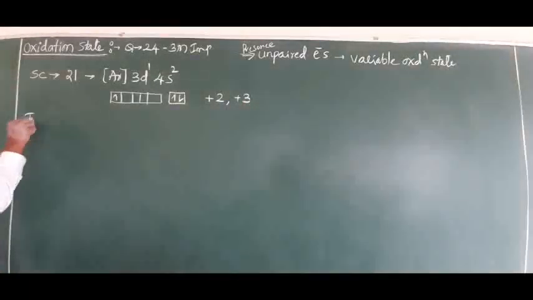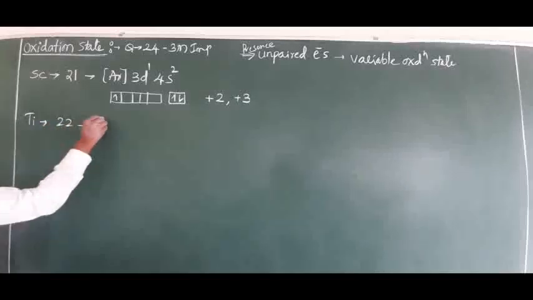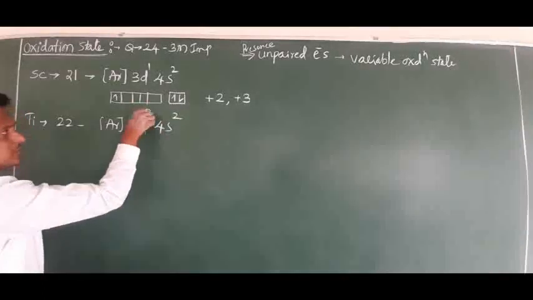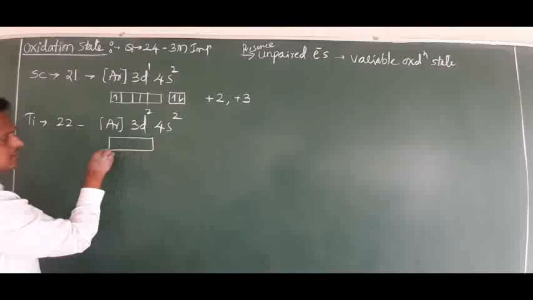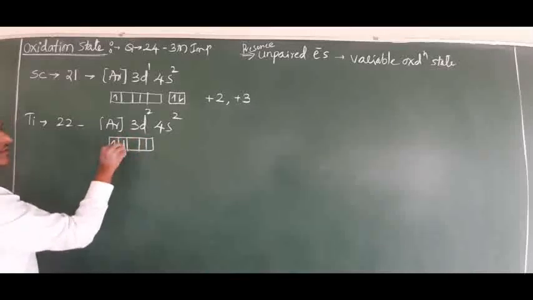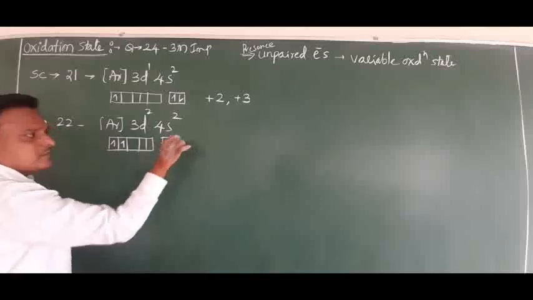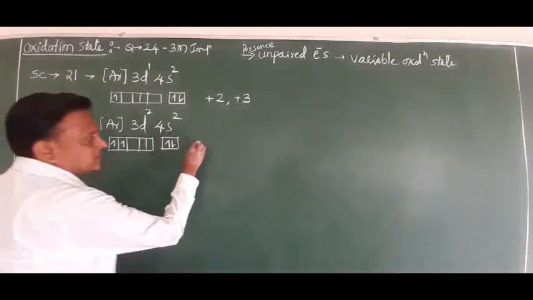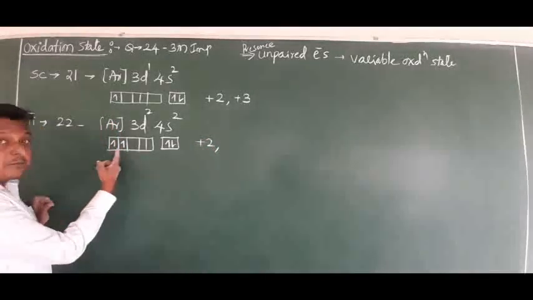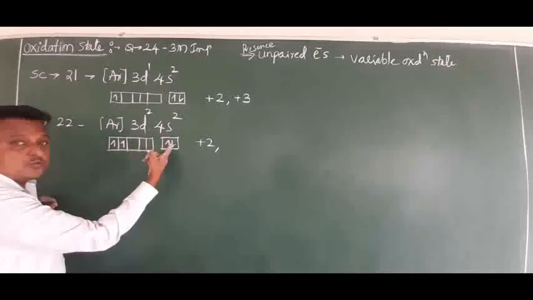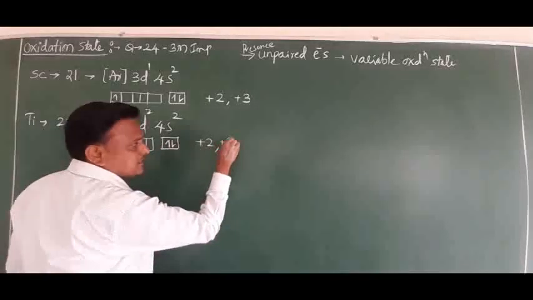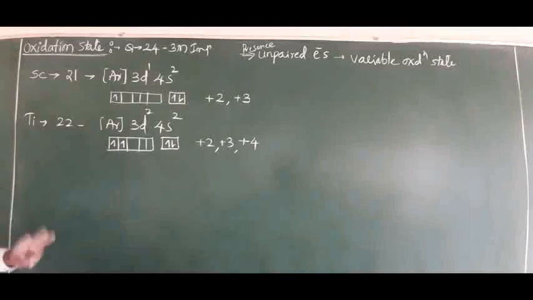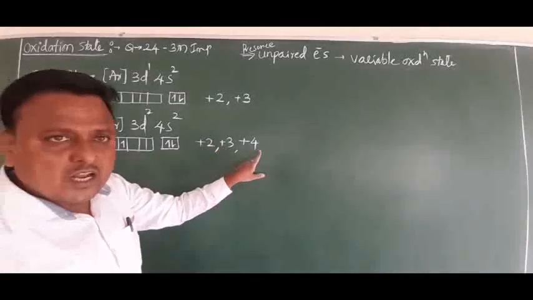Similarly, titanium, 22. Argon, 3d and 4s: 2, 2, 18, 20, 22. This is your d orbital, 1, 2, 2 electrons. Now at a time you have to eject 2 electrons, obviously the oxidation state is +2. Now these are unpaired, so they can be removed one by one. +2 has gone. Now apply here, this is +3, and then here +4. Titanium has 3 oxidation states, +2, +3 and +4.